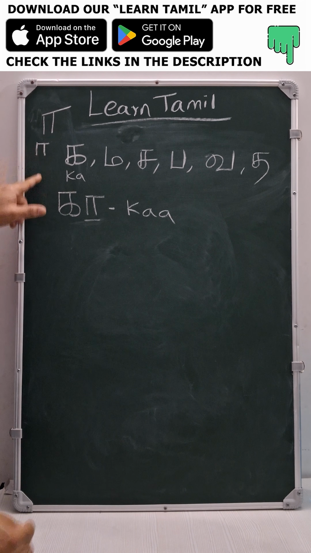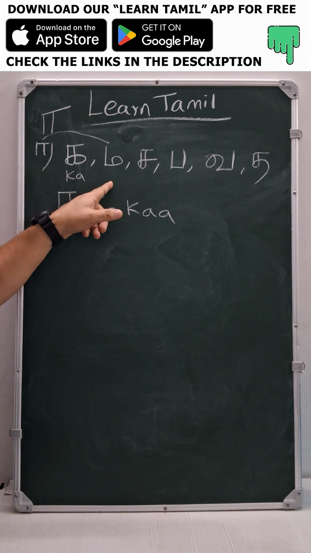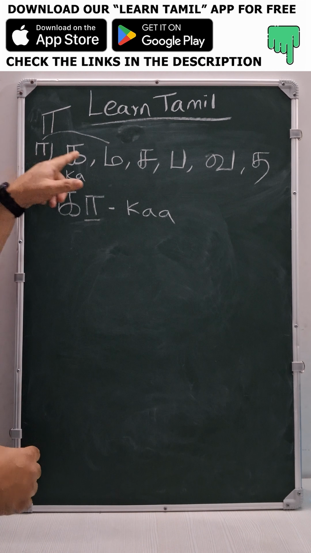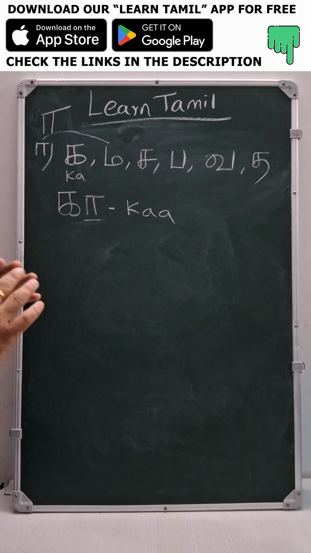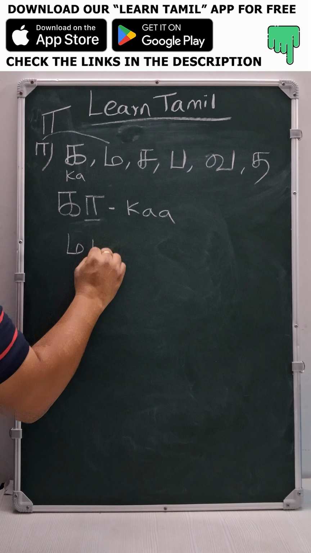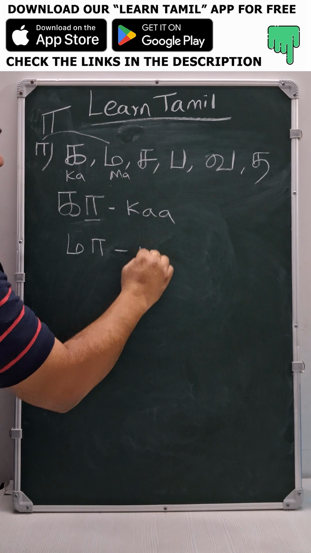So when I add this modifier to any of these letters, a long sound forms here. If I add this letter to any of these consonants, a long sound creates. So Ma, when I add this one, Ma becomes Maa.